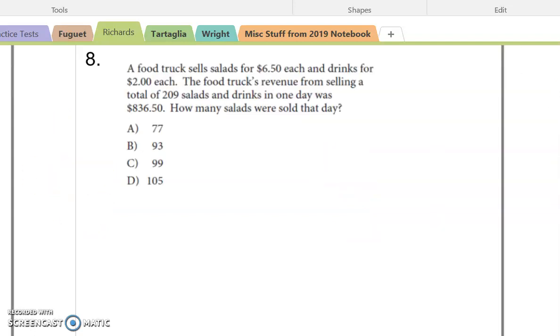All right, when I see this problem, I see $6.50 for a salad and $2 for a drink. Automatically, I'm going to start thinking a system. The food truck's total salads and drinks was 209. So x plus y equals 209. And then you have your money in the next equation. So $6.50 for a salad, $2 for a drink equals your money.